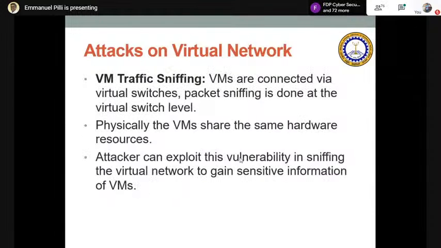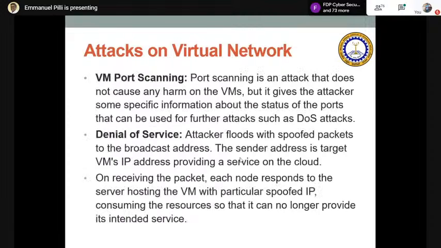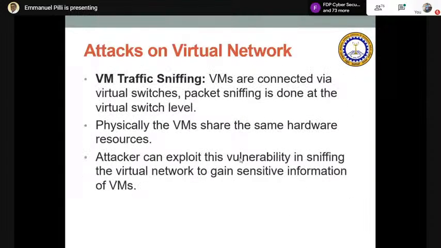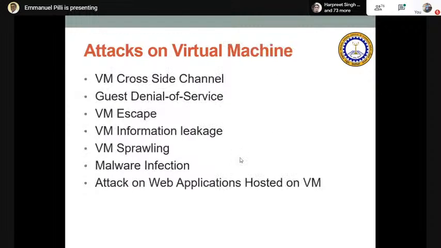You can also do traffic sniffing. Traffic sniffing is slightly different from VM spoofing and port scanning. You try to understand what traffic, that is, what packets, are moving between two different virtual switches and virtual networks, and then you can capture that. That is what sniffing is.